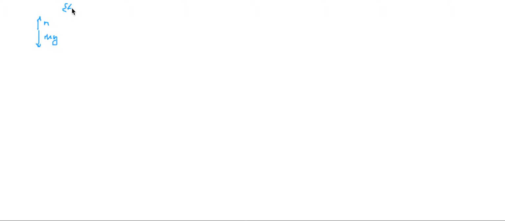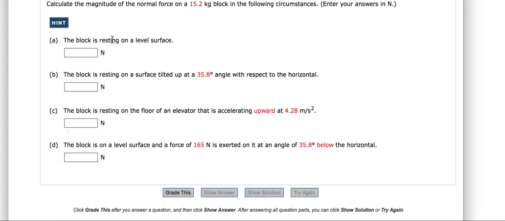So the sum of the forces in the y direction is equal to the mass times acceleration, which is 0. So the sum of forces in the y direction is N minus mg. So N is going to equal mg, which means that 15.2 times 9.8 is going to equal mg, which will equal our normal force, which turns out to be 149 newtons.